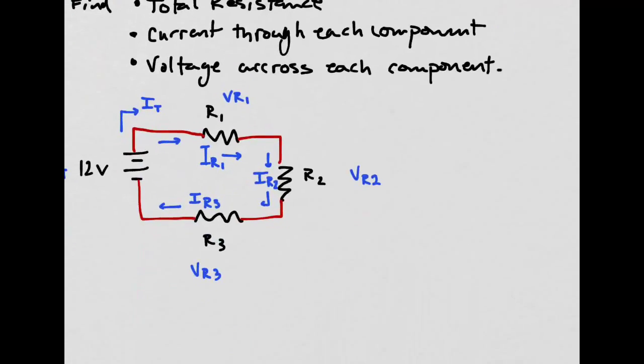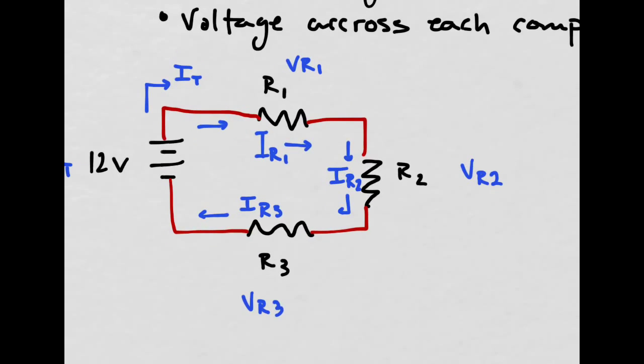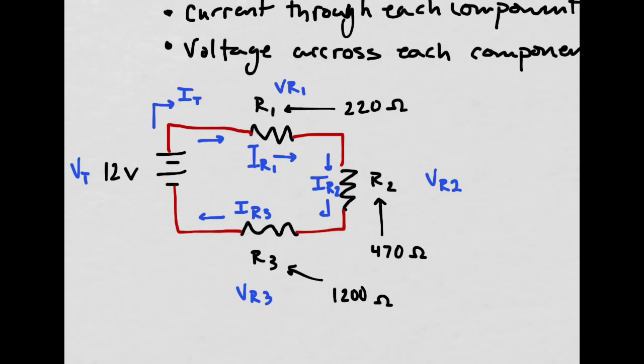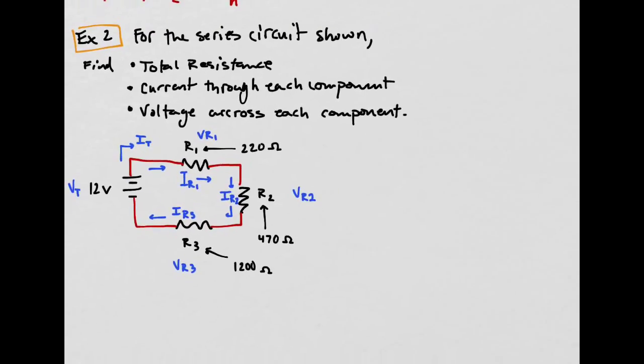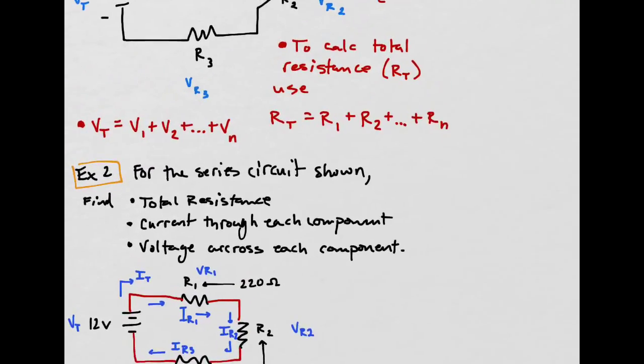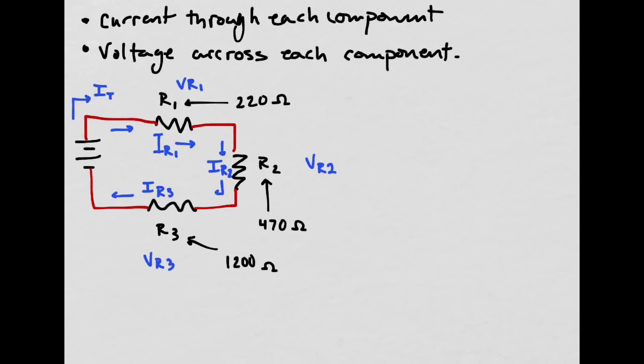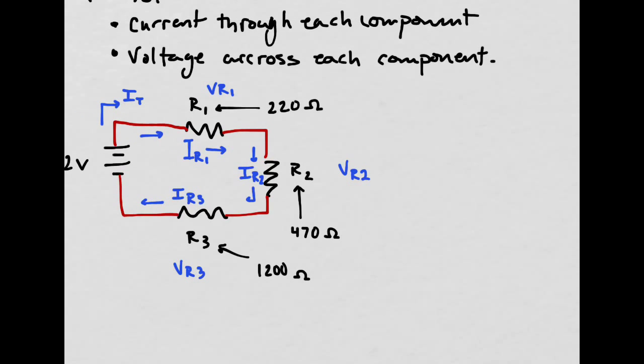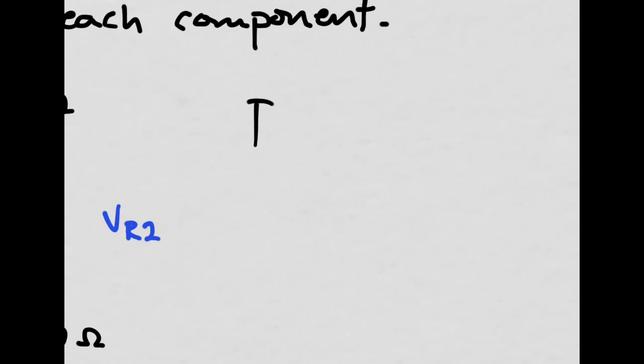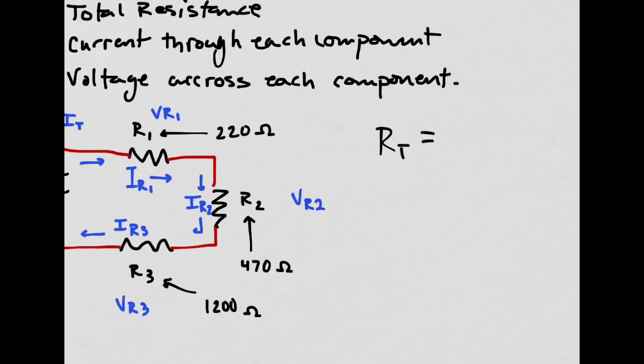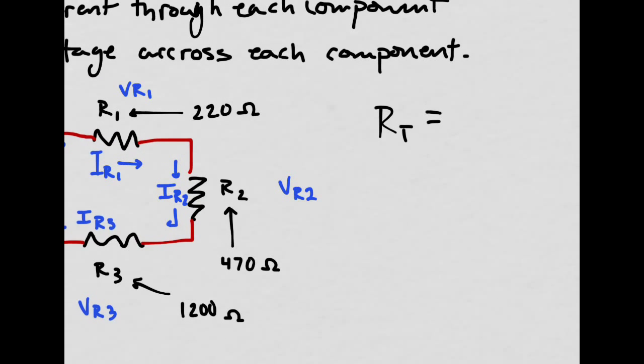Well, we need to know that, and I didn't write it down. This is part of the problem. Okay, there we go. So the total resistance is just the resistance added from each component. So I would say R_T is just going to be R1 plus R2 plus R3.